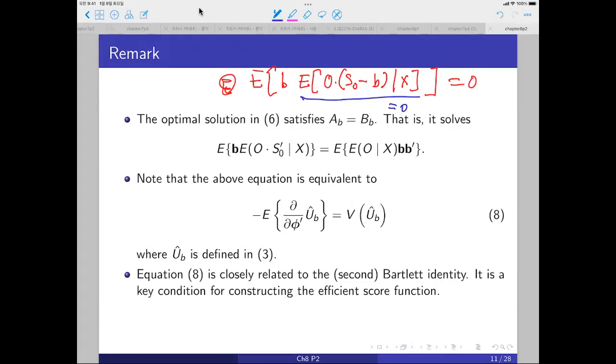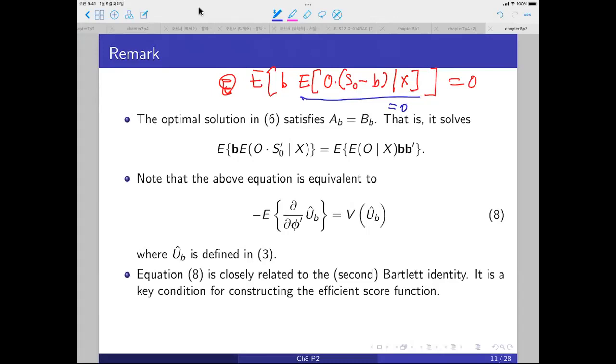And then what are A and B, by the way? A is this guy. B is this guy. At the end of the day, you are just essentially solving this one. And then this one is actually the Bartlett identity. Remember the second Bartlett. Remember what is the nice thing about where the Bartlett identity comes from.